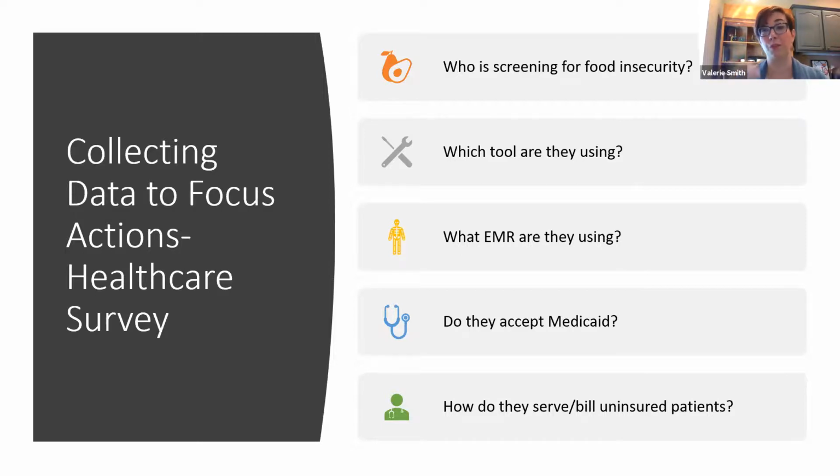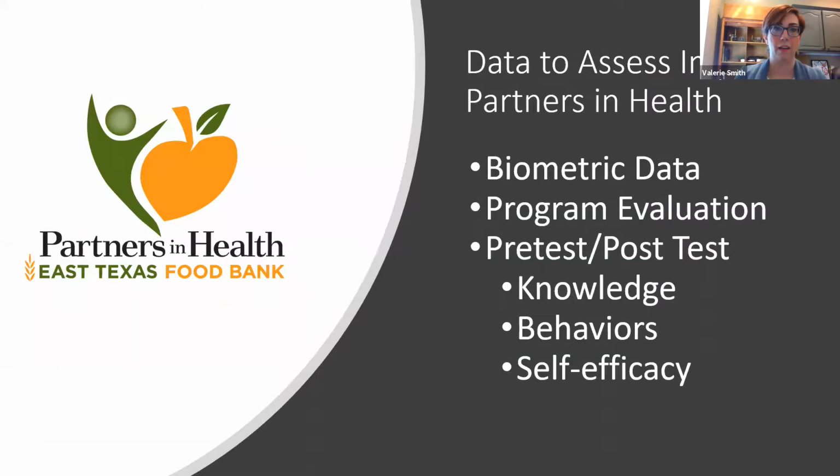We did this on paper. You certainly could use a Google form or a Google Doc. It took the people who filled it out less than 5 minutes to fill out, but it really helped us focus where we were going intervention-wise. And then once we started that intervention, it's called Partners in Health.